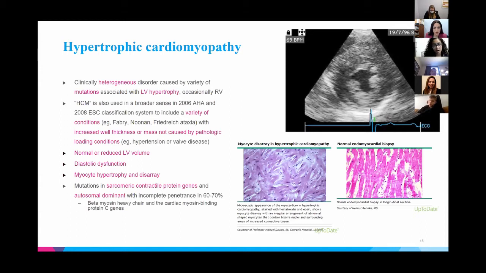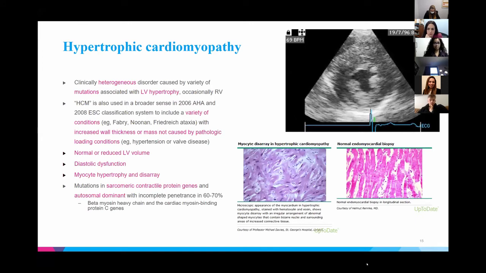And so on a histological level, you'll see myocyte hypertrophy and disarray. And you can see that in the pathology slides here, you see myocyte disarray, whereas this is a normal endomyocardial biopsy. And here again, you see that this is the left ventricle. And here, you see that the walls are much thicker than normal.